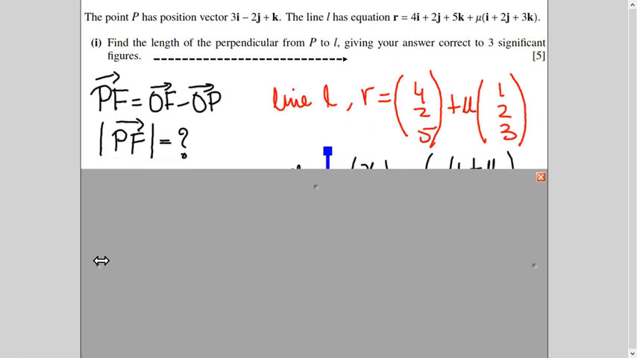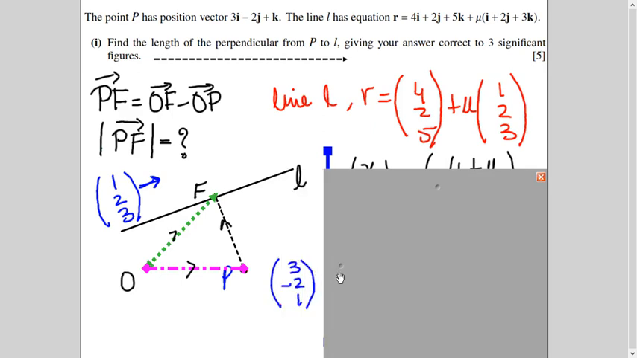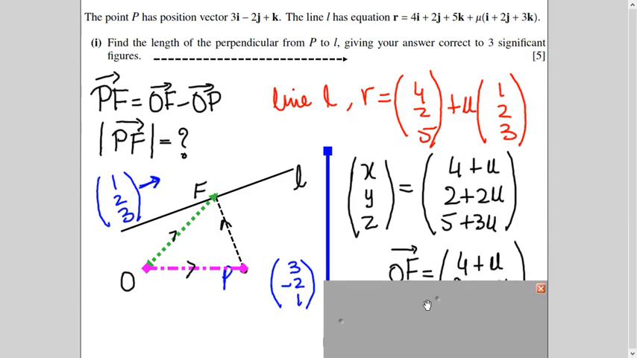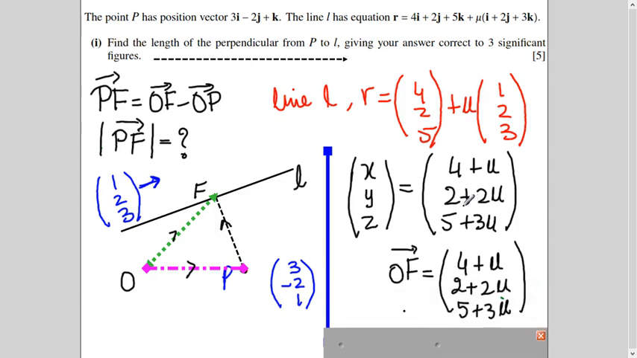Now, when we write the equation of a line in this form, because r is representing any general point on the line, the position of that point is determined by the value of mu here. So different values of mu will give you different locations of a point on the line. So when I write it in this form, and I'm saying O to F, because all points on the line are with reference to origin, I can say my OF is actually this, right?